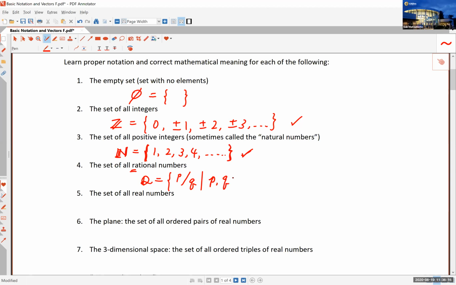Now, I can write that P and Q are integers, so they can be positive or negative. And then there's one more very important restriction here, right? Everybody knows this? Yep, Q cannot be 0. We have all sorts of contradictions when you have a denominator equal to 0.